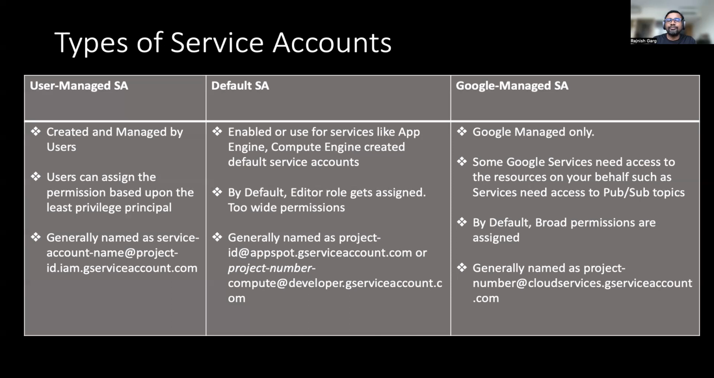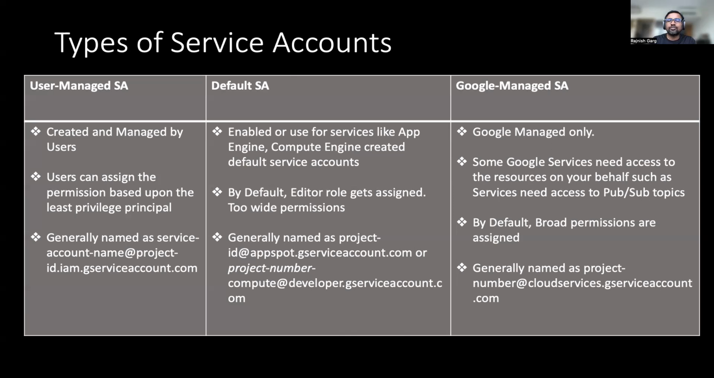The second category is called default service account. It gets created behind the scenes whenever you enable a service API for Compute, App Engine, etc. By default, these service accounts get editor permissions, which is too broad. These accounts are named as project-id@appspot.gserviceaccount.com or project-number-compute@developer.gserviceaccount.com. Again, we will be deep diving a little bit more into these default service accounts and how you should be securing them using the GCP guardrails.